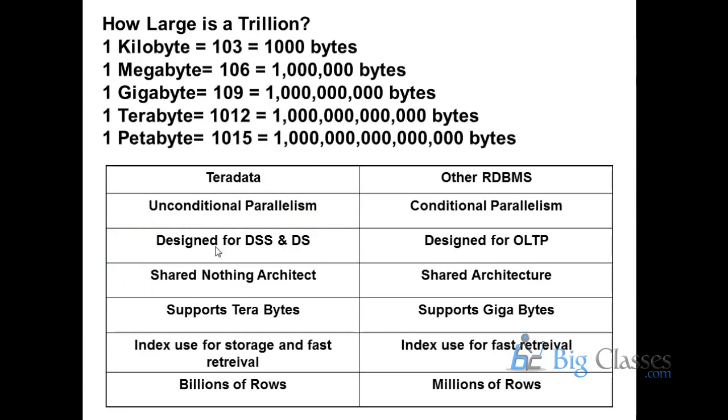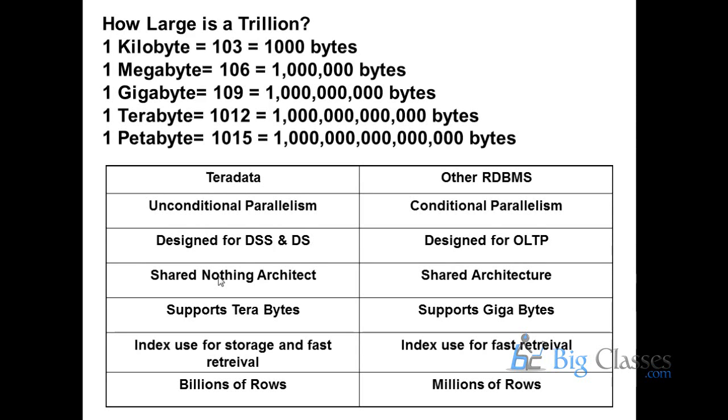And Teradata, as I said, is not for an OLTP application. It is not for small scale systems. It is only for data warehousing and decision support systems. Why we call it a decision support system is that we can make certain decisions using huge amounts of data. That's the reason we call it decision support system, DSS. And as I said, with shared nothing architecture the data is not shared across any other AMP. Teradata supports terabytes of data compared to other RDBMS, and it handles billions of rows.